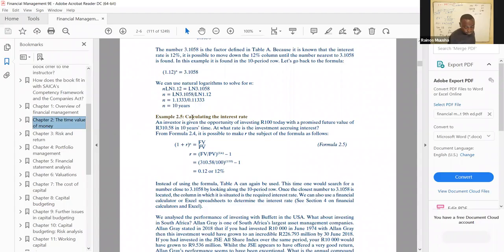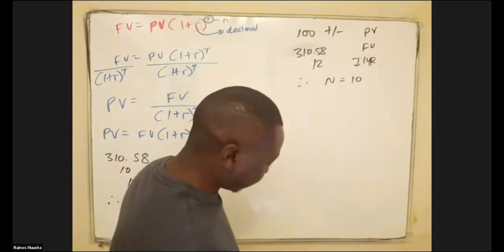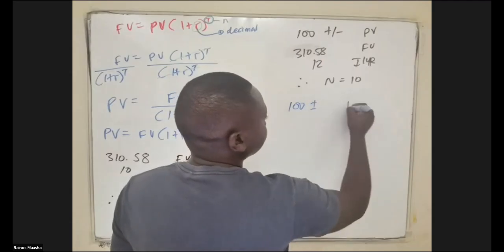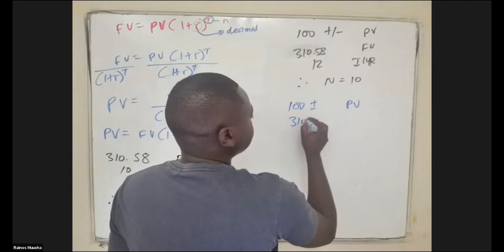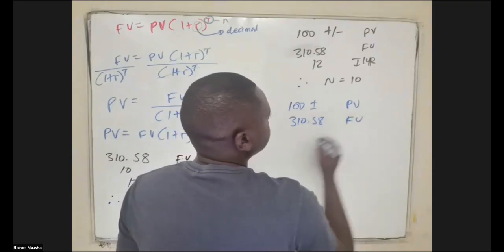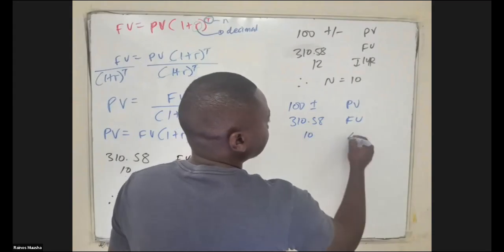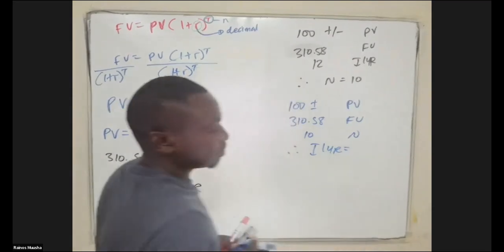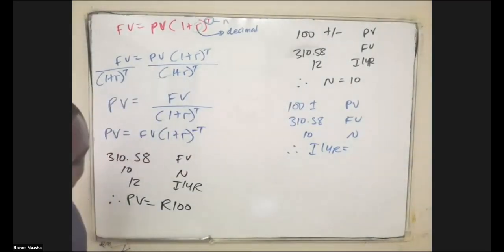So looking at example 2.5, they tell you that you are investing 100 Rand today and getting 310.58 after 10 years. Then they ask you exactly what is the interest rate. So what does that mean? You are given that 100 Rand, which is the money that you're investing today, is your present value. 310.58 is your future value. You're also given that 10 is the number of periods. Then they ask you to calculate the interest rate. How much would you get as your interest rate? 12.